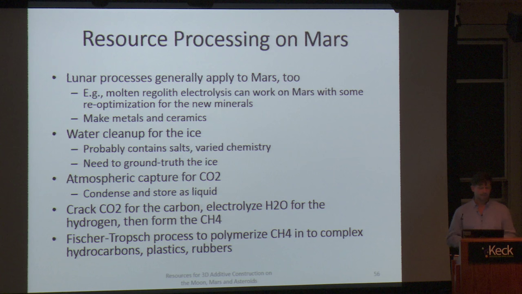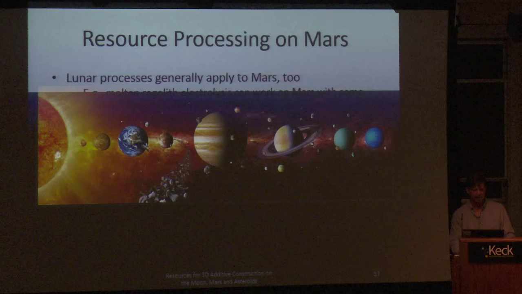If we get the ice, we're going to probably need to do water cleanup. The water probably contains salts and has varied chemistry. We've recently learned about perchlorates in the surface of Mars, which are toxic. There's probably carbon dioxide ice, and we know from the Phoenix landing site that there's varying hardness of the ice, but we need to do ground truthing on Mars to understand the content of the ice, to understand how to clean it up if we're going to be drinking it. I already mentioned creating methane on Mars, and then once you've got methane, you use the Fischer-Tropsch process to polymerize it into complex hydrocarbons so you can make plastics and rubbers, for example.